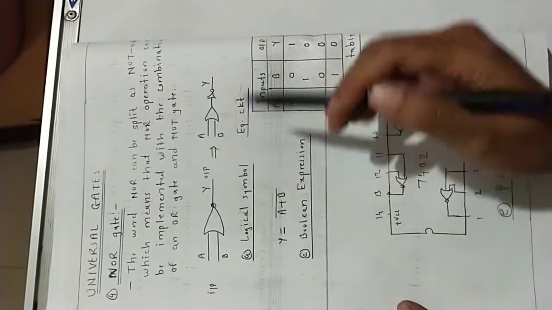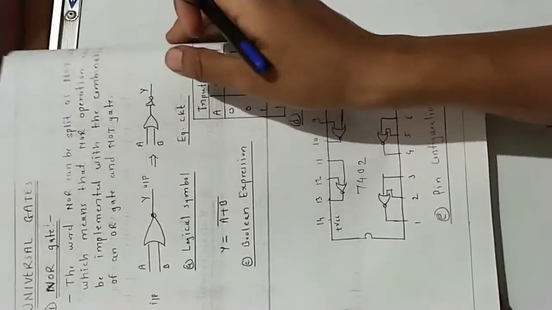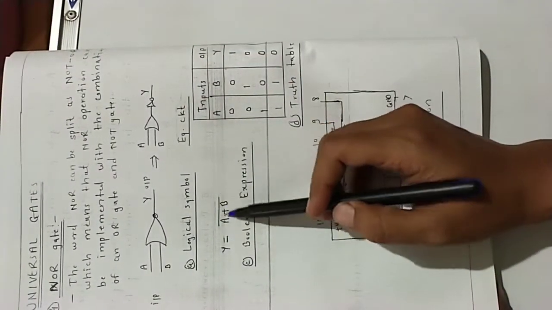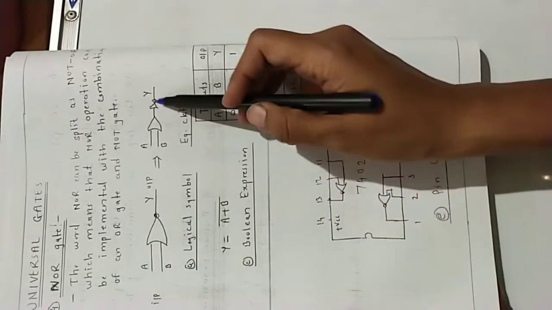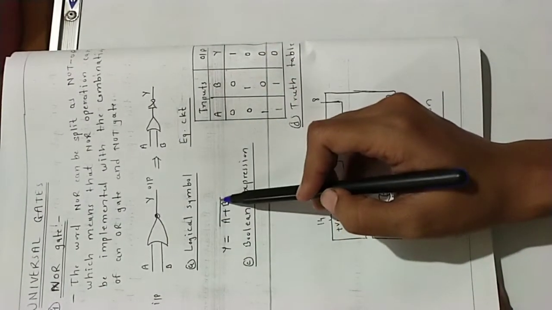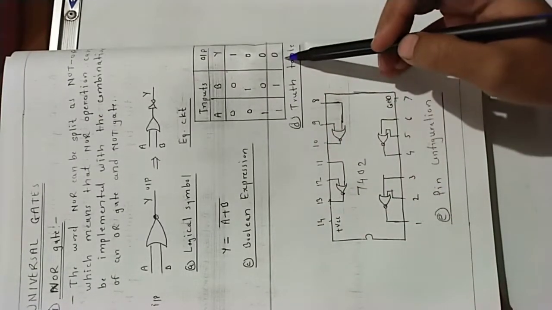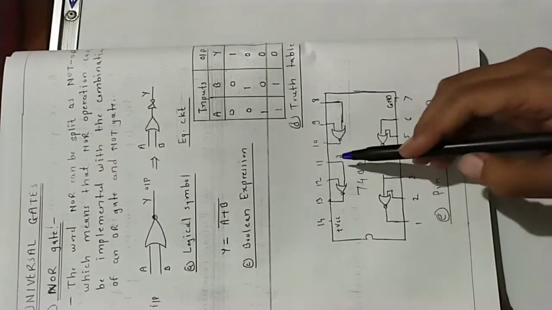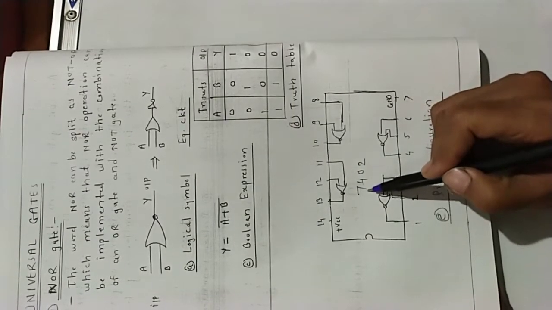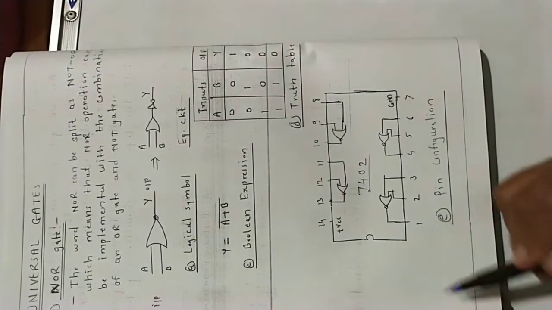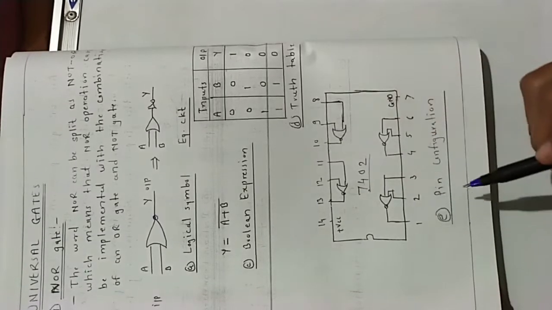Okay, logical symbol. And output expression is, since it is not or का आता है A plus B and not है, इसलिए इसका inversion. Okay, so input A B और इसके output expression के according we can calculate the truth table. What is the IC for NOR gate? IC for NOR gate is 7402. Okay, IC for NOR gate is 7402.